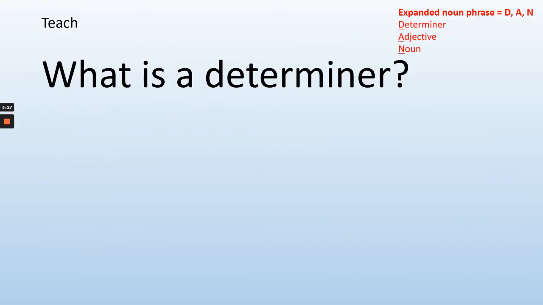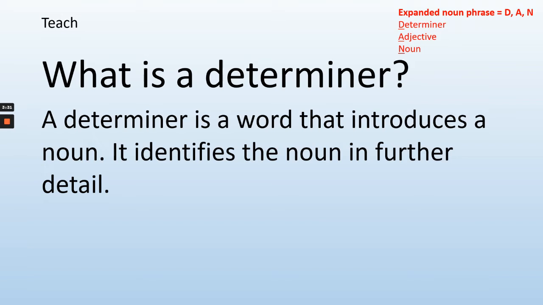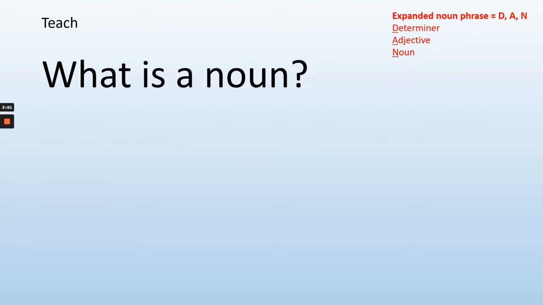So, what is a determiner? A determiner is a word that introduces a noun. It identifies the noun in further detail. So, the determiner is a word that introduces a noun. So, that means it comes before the noun as it introduces the noun. When does it come? Excellent. What is a noun?